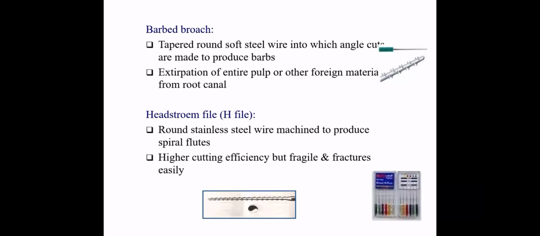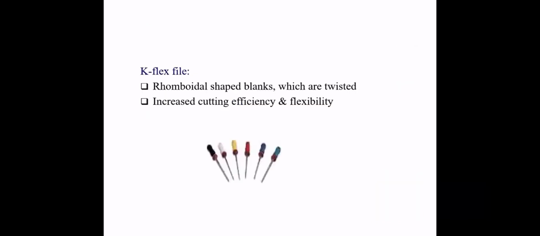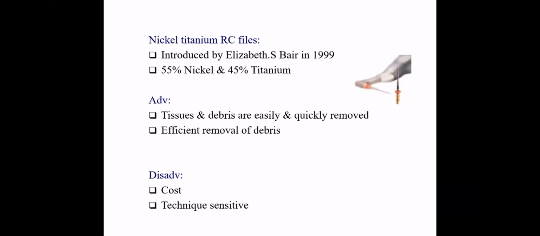Then the H-files, or Hedstrom files, are made from a round stainless steel wire machined to produce spiral flutes. They have high cutting efficiency, but are fragile and fracture easily because of the configuration. Then the K-files, which are made from a rhomboid blank, which you are all studying in endodontics. The rhomboidal blank is twisted to form a K-file, with increasing cutting efficiency and flexibility. And there are nickel titanium rotary files; in pediatric endodontics, new files are coming into the market day by day.